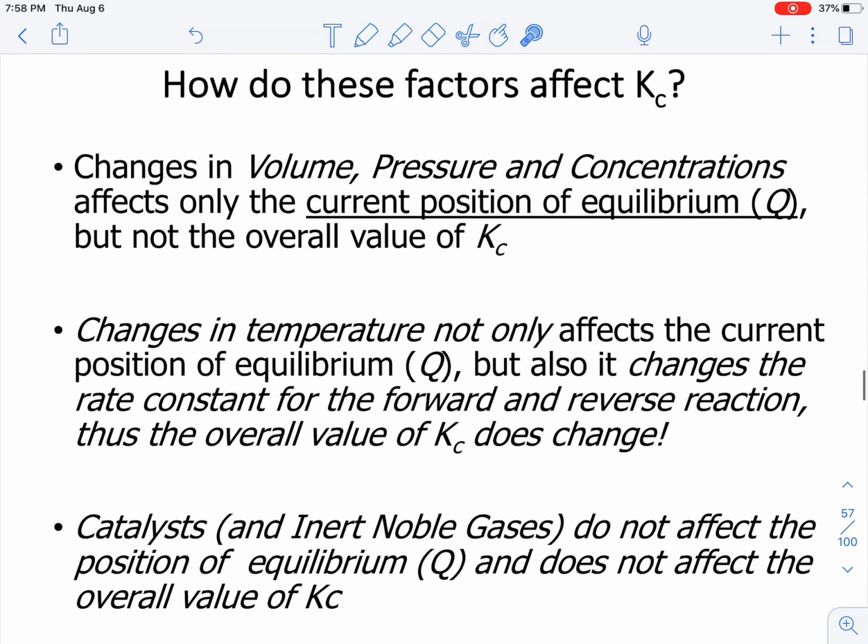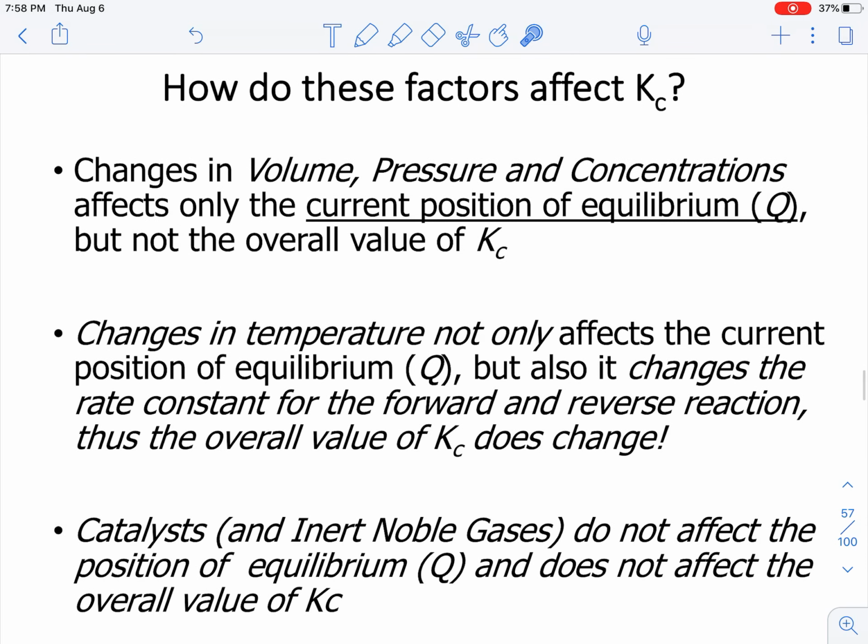So overall, we talked about 5 stresses that can be applied on a chemical reaction. We talked about how changes in concentration, changes in volume and pressure, changes in temperature, and not so much change, but the addition of a catalyst or addition of an inert noble gas affect the position of the equilibrium in a chemical reaction.